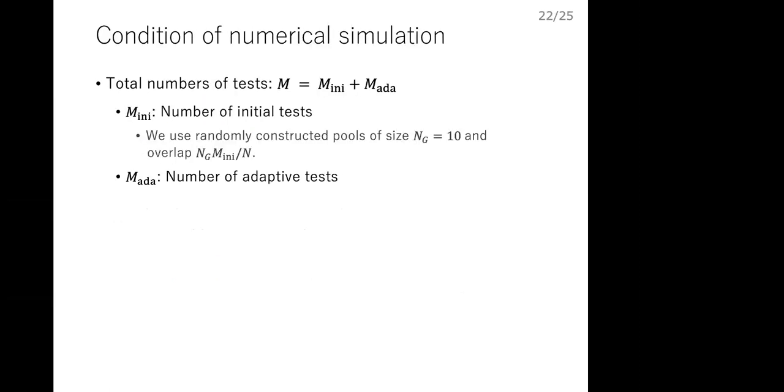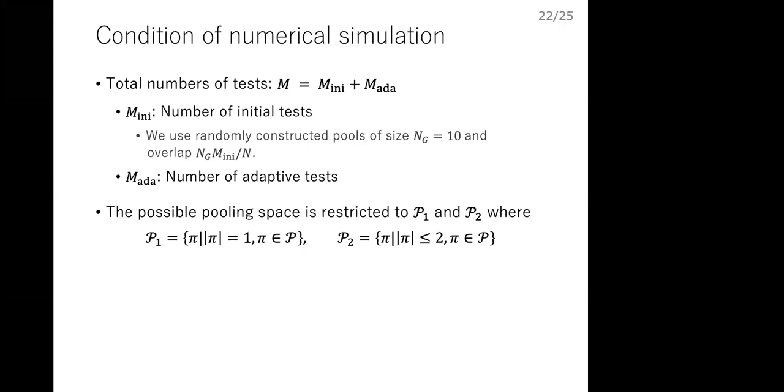Okay, now we check the performance of the adaptive method. We consider M group tests and divide them into initial stage and adaptive stage. The number of tests in the initial stage and that in the adaptive stage are denoted by M initial and M adaptive, and the summation of them is equal to M. In the initial stage, pools are randomly generated under a fixed pool size and overlap. The possible pooling space considered here is restricted to P1 and P2.